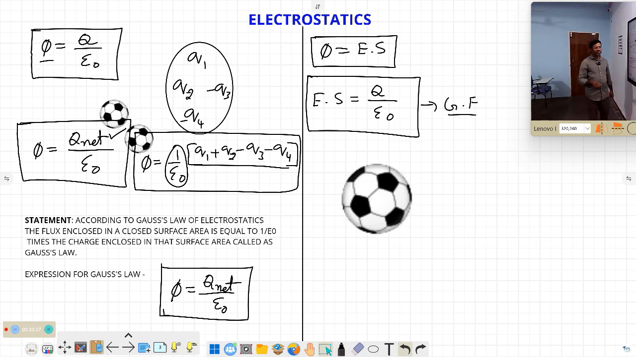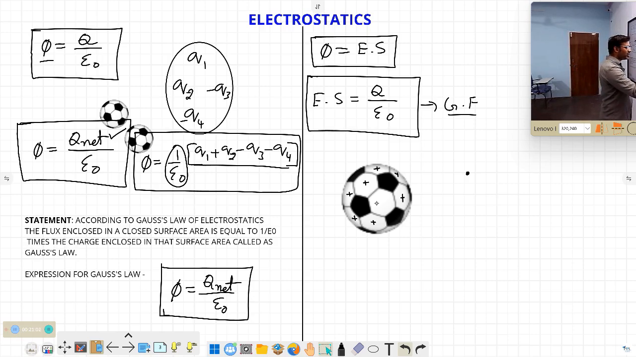How do we apply the Gauss law expression? Take as an example a body with a surface area, here a football. The football is hollow and has a surface area. Suppose you imagine it is a sphere and we give charges to it. These charges will accumulate on the surface at different points, you know that, right? Now, what is the flux enclosed, or what is the electric field at a point due to this, if you want to calculate it?